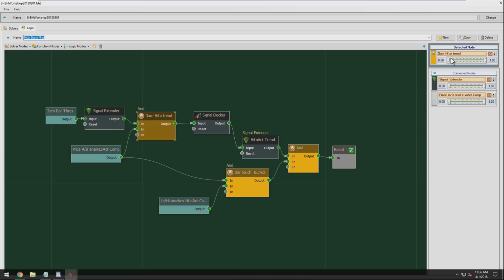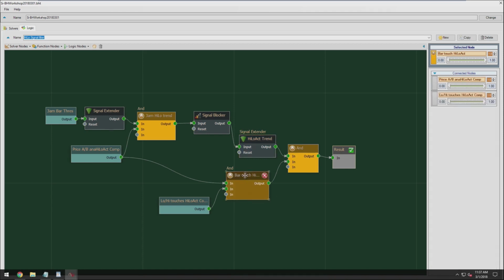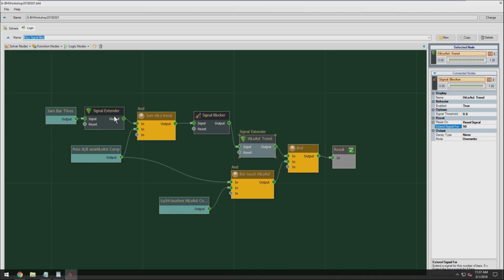So we'll just call it the 3 a.m. high-low trend, basically the signal. And then we're taking that 3 a.m. bar and we're extending it forward for 50 bars, to allow price to come and touch the high-low indicator. So basically this system only lasts for 50 bars. So you might need to go in and adjust the signal extender to go further than 50 bars or less than 50 bars. It's going to depend on your chart.